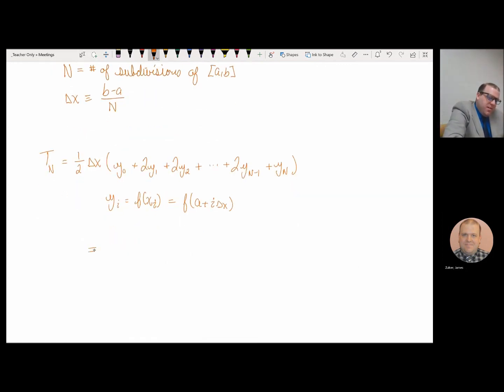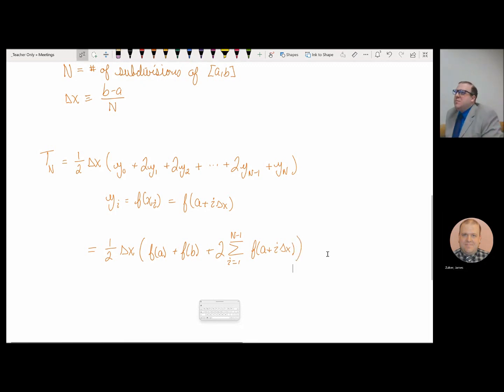This can be rewritten. Obviously, y0 is going to be f of a, and yn will be f of b, so those are the two endpoints. Notice that all of your middle terms are being multiplied by 2, so we can just simplify it using a summation. That form is going to be important when we go to code.